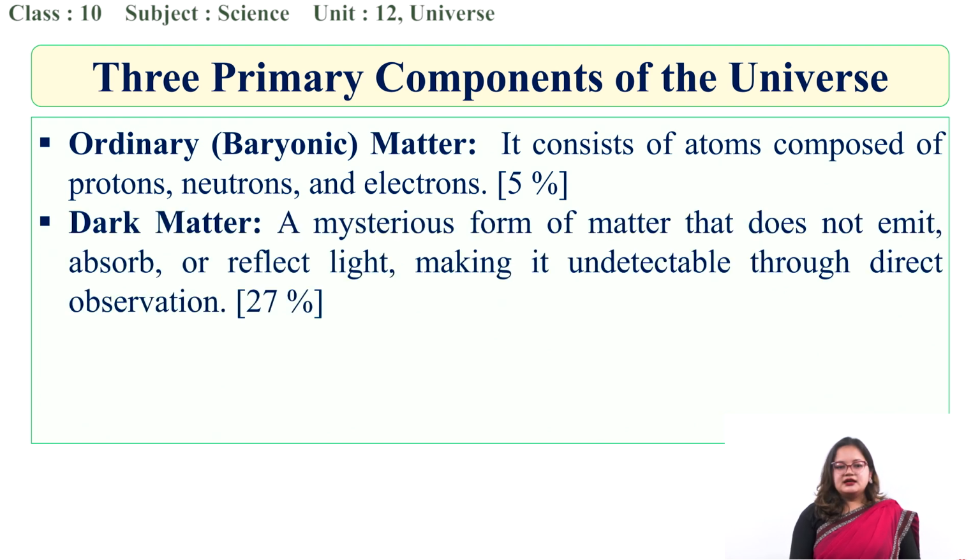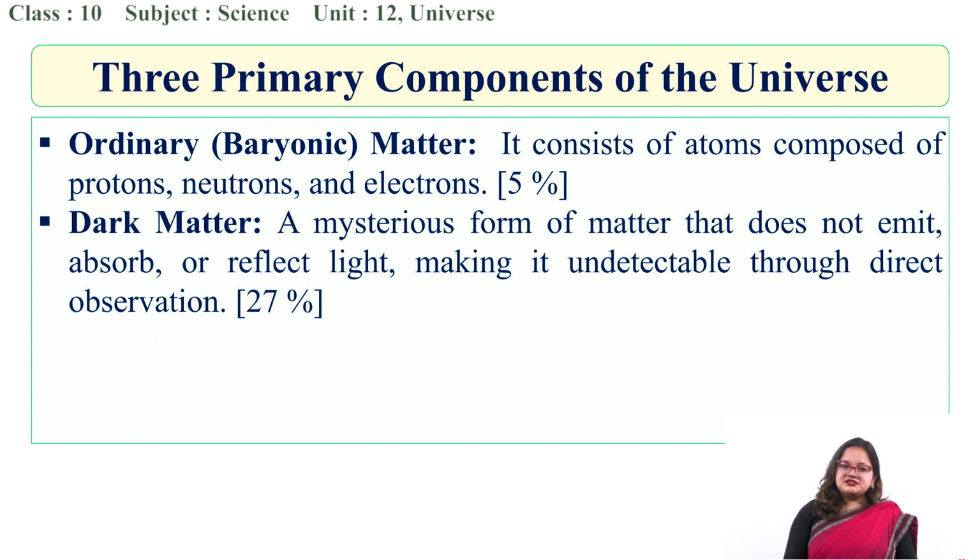And second, it's dark matter. So what exactly is dark matter? We term dark matter simply as a mysterious form of matter which does not emit, absorb or reflect light, and it is undetectable through direct observation. So this so-called dark matter occupies 27% of the entire universe.